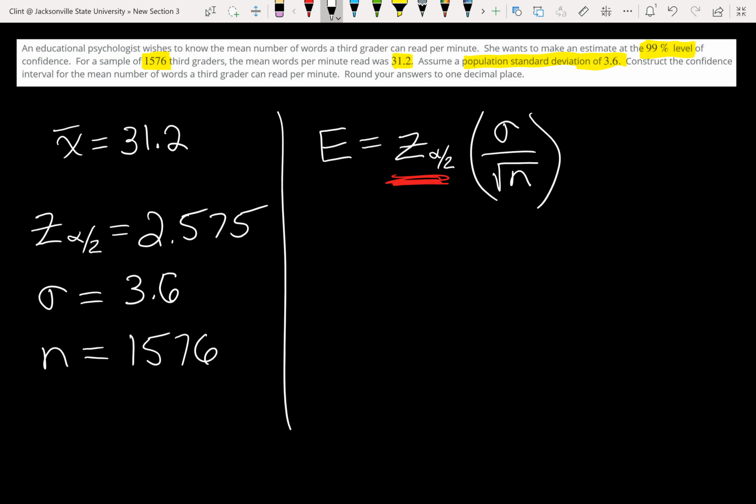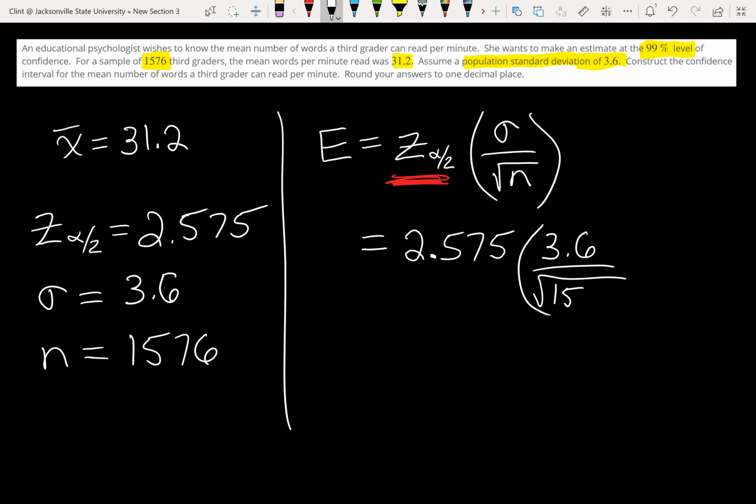Okay, so when we plug into our margin of error formula, we get 2.575 times 3.6 divided by the square root. I almost forgot my square root of 1,576.